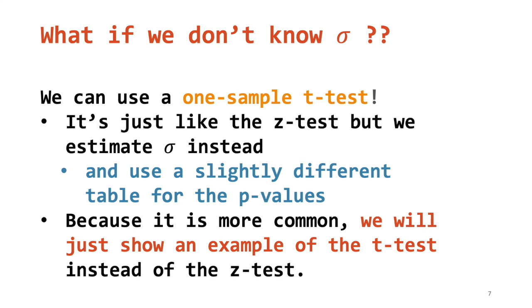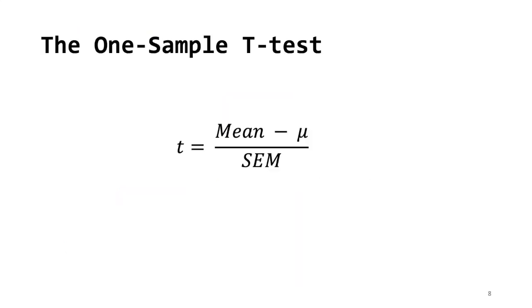Because it's way more common, we're just going to show an example of the one sample t-test instead of the z-test. Almost always you're going to use the one sample t instead of a z. So the one sample t-test, just like the z, we're comparing the mean of our sample to some known population mean, and we're dividing by the SEM. But this time, instead of sigma, we're using our sample standard deviation instead of the population standard deviation.